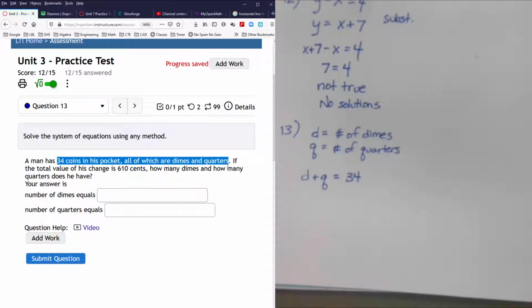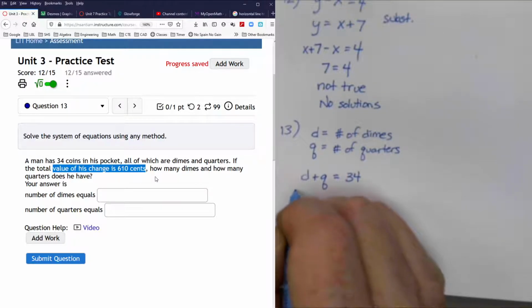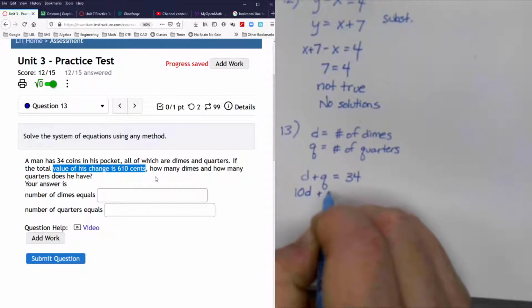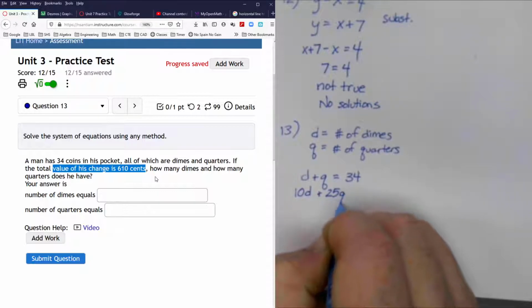Okay, my second equation talks about the value, right? The value of the change. And so if I looked at the value of the dimes and the value of the quarters, the total of that would be 610. So I have to think about how much is a dime worth. Well, a dime is worth 10 cents. So 10 cents for every dime and 25 cents for every quarter.